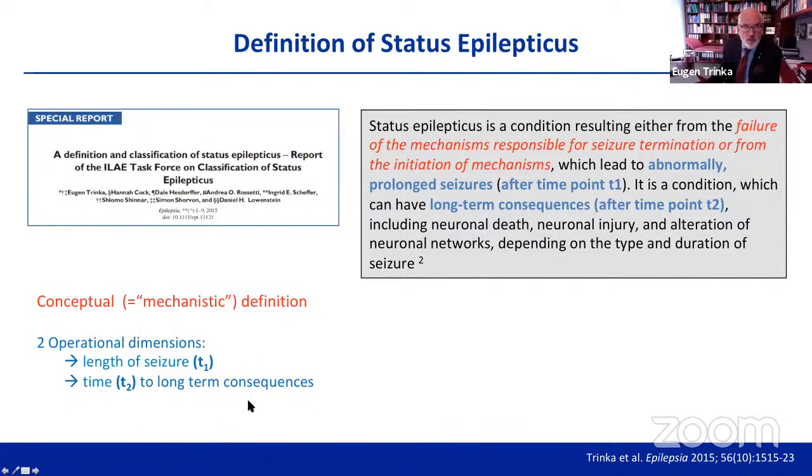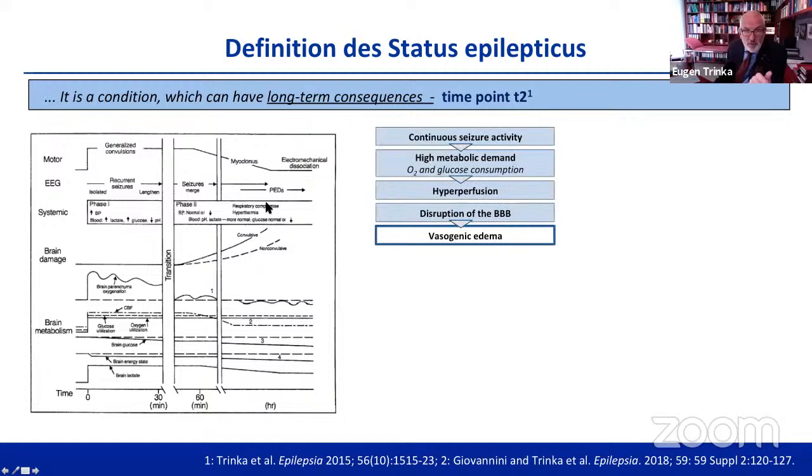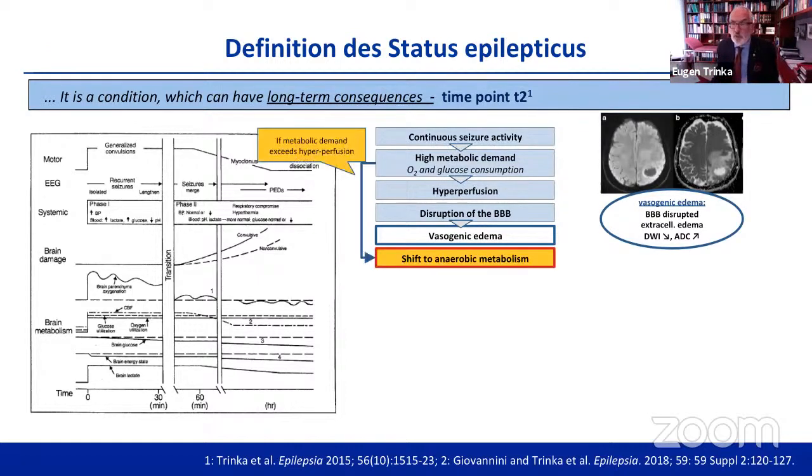So in blue are the operational dimensions, T1 and T2, and in red is the concept behind it, that there is a failure of mechanisms leading to this abnormally prolonged seizure. The whole thing, why we define it, is about avoiding and preventing the long-term consequences which appear at time point T2. There's a myriad of sequelae going on. They are not only related to the brain damage, but there are also systemic changes leading to respiratory acidosis. Continuous seizure activity leads to a high metabolic demand, O2 and glucose consumption. The brain follows and answers with a hyperperfusion. There is disruption of the blood-brain barrier and vasogenic edema, which can be visualized by MRI.